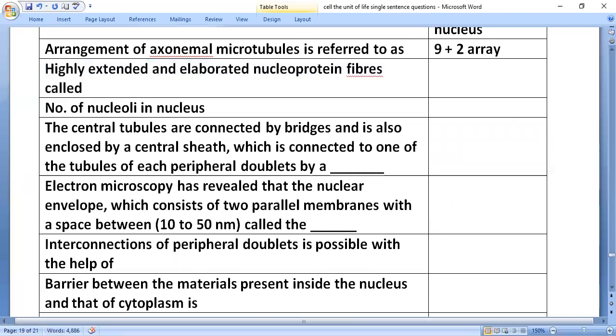Highly extended and elaborated nucleoprotein fibers are called chromatin. Number of nucleoli in the nucleus: one or more.